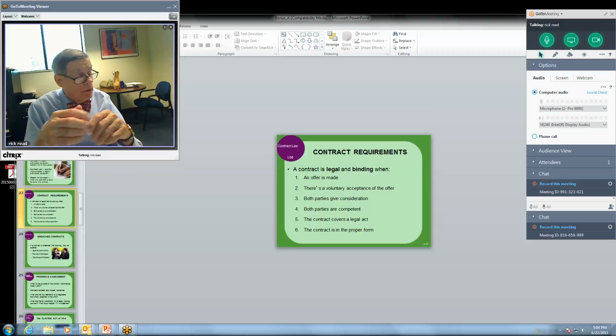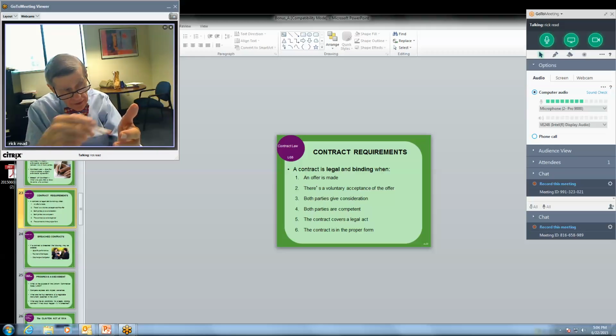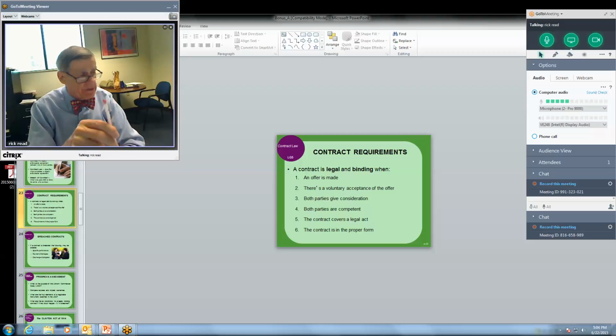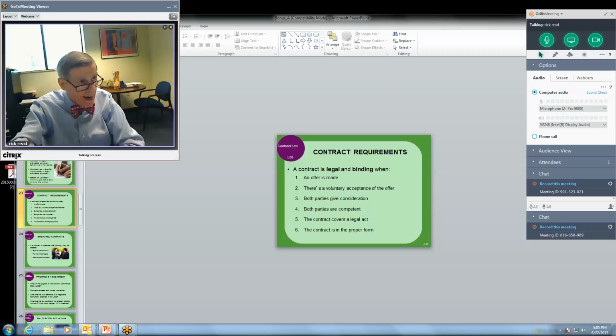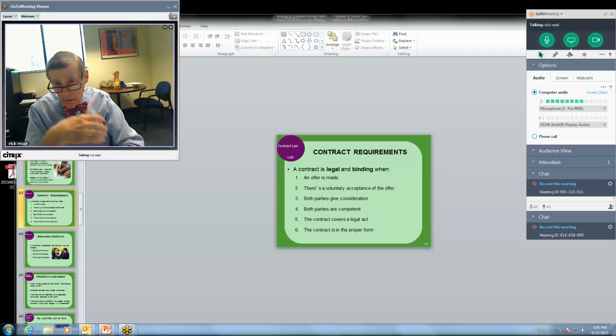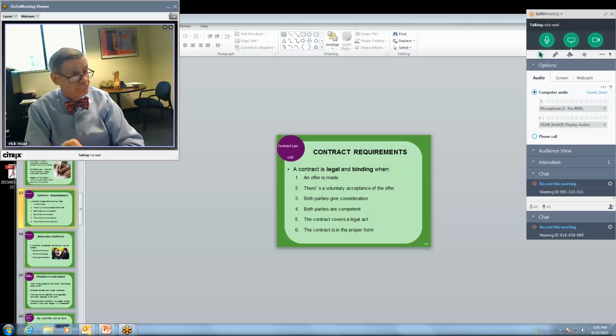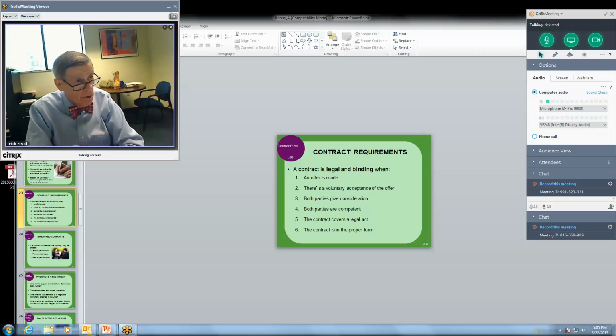And then finally, the contract is in proper form. Now, that does not mean it has to have whereases and therefores and things of that nature. It can simply be, in consideration for X from Tom Smith, I, Mary Jones, will pay Y. Both of you signed, both of you dated, legal contract. Didn't go to a lawyer, didn't go to a notary public or anybody else. Legal contract.